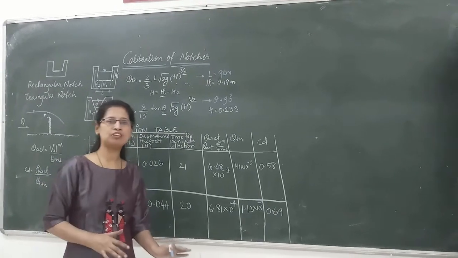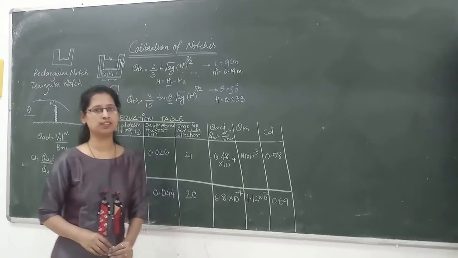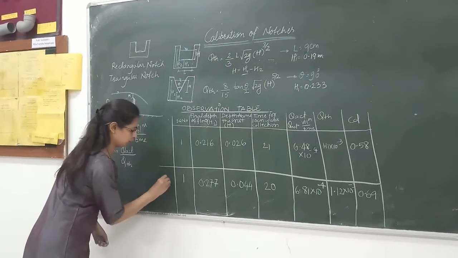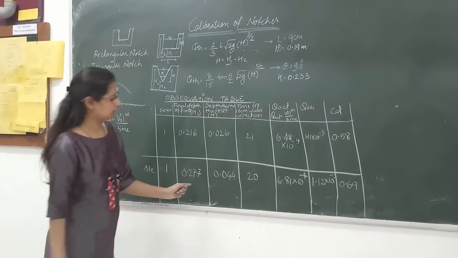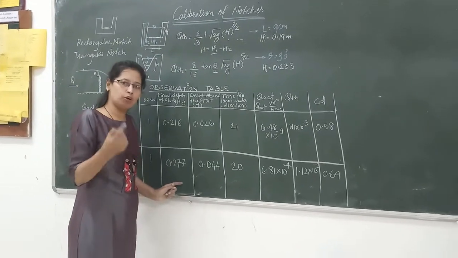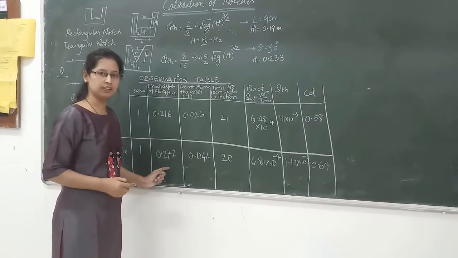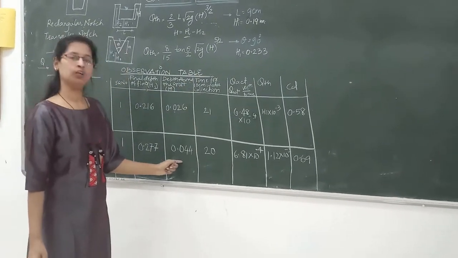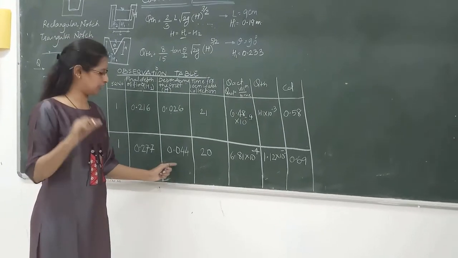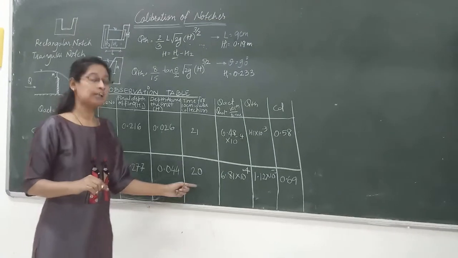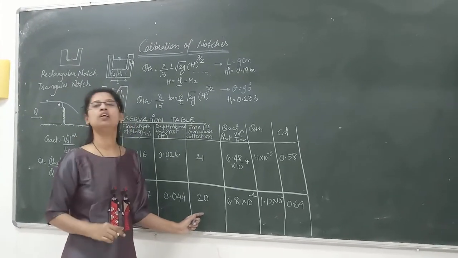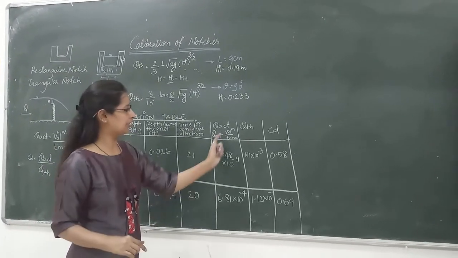Now let us move towards the observations taken and the calculations done. For the triangular notch, the complete depth from the base was measured and came out to be this. When I subtracted this, we got this value. So the depth above the crest is observed to be this. The time for a 10 centimeter rise in that blue colored tank which we had seen came out to be 20 seconds.